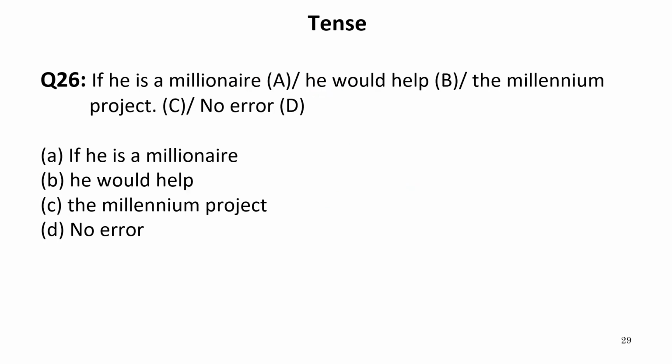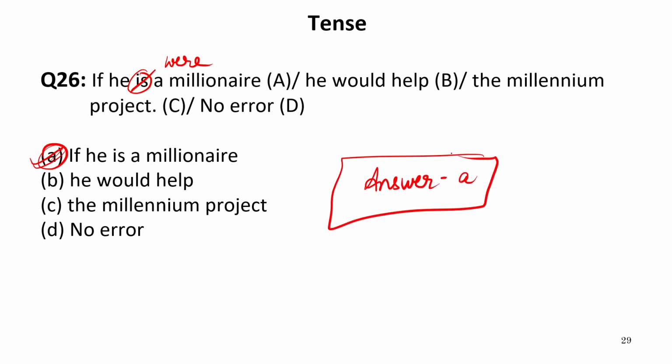If he is a millionaire, he would help the Millennium Project. Again, is will be replaced with were, because if the condition is impossible, it should be formed in past plural form of verb. So the error is in part A, so our answer is A. Now here the subject does not matter at all. Whatever the subject is, we have to use past plural form of verb. Keep this in mind always. Now the correct sentence will be, if he were a millionaire, he would help the Millennium Project. This is a very, very important sentence. Now let us move to the next one.